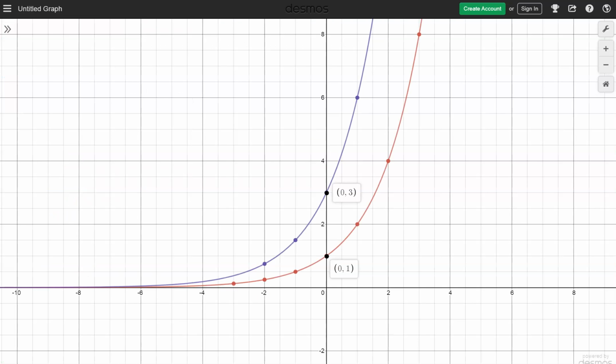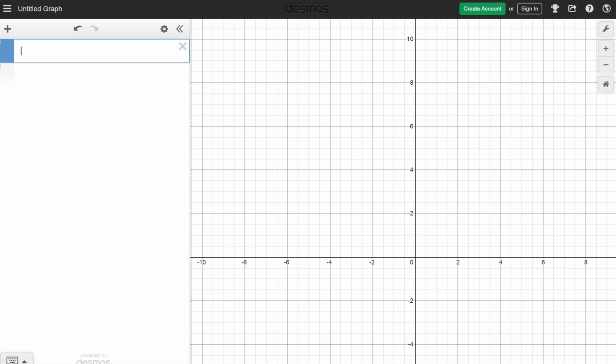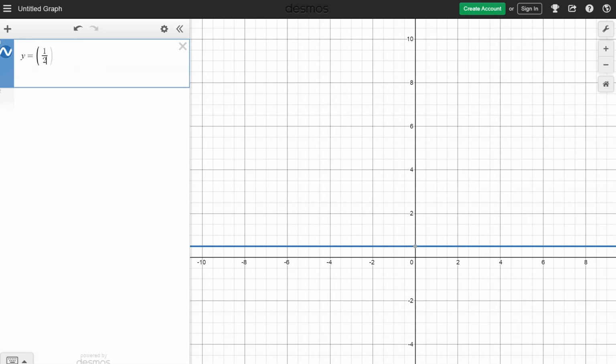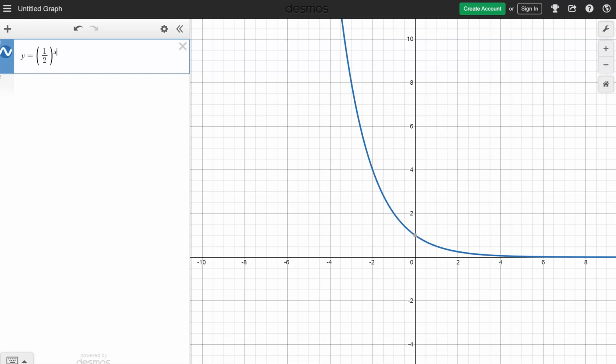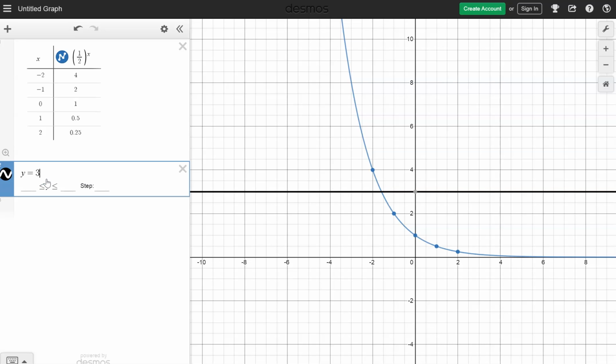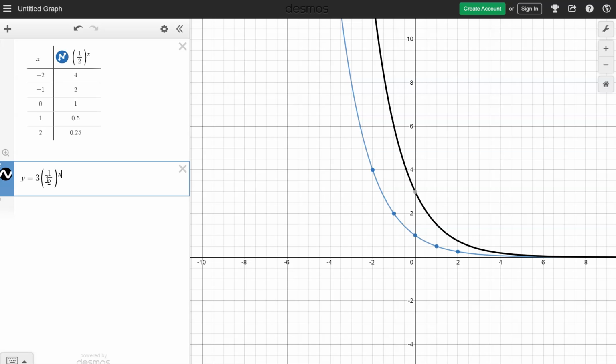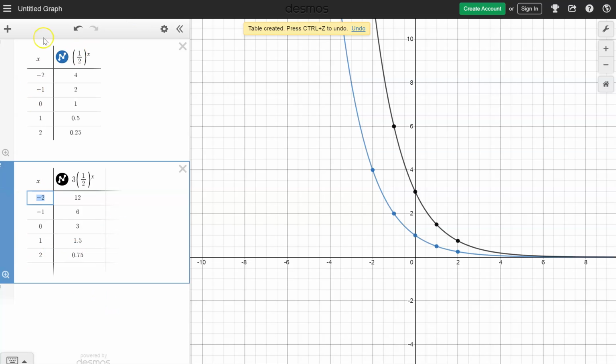Alright, so I'm going to graph both of them. I'll get my equations back out here. I'll just delete those two. I'm going to type them both in at once just to save a little time. So y is equal to 1/2 to the power of x. Let's please make that a table. And then again, y is equal to, we're going to put a 3 out front, 1/2 to the power of x. And again, I would like a table. Okay, so now I've got my two tables.